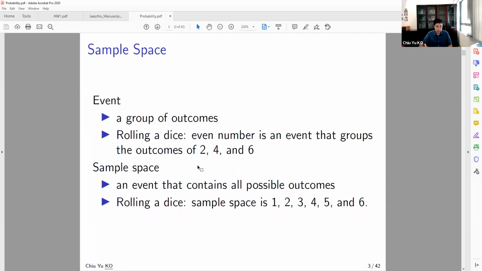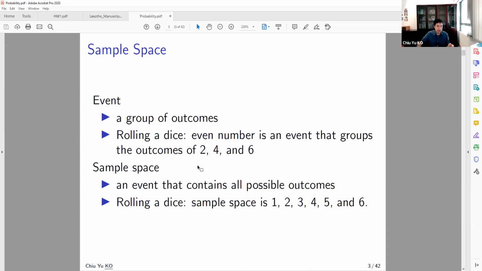And then it's event. Event is defined as a group of outcomes. Say, using more terminology, a set of outcomes, if you learn set theory. For rolling a die, even number is an event that groups outcomes 2, 4, and 6. An odd number will be 1, 3, 5. Or small number can be 1, 2, 3. Event of big number can be 4, 5, 6. So that would be a collection of outcomes.